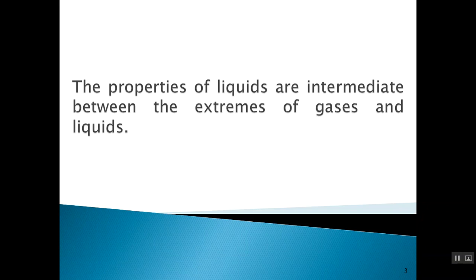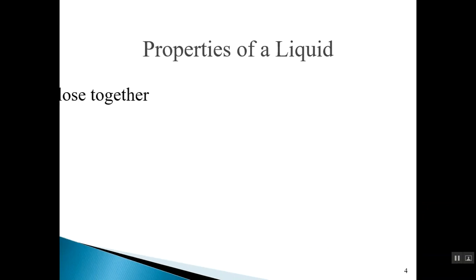Now, when it comes to gases and liquids, there are some comparisons between the two. There are some properties that are common to both of them. For example, they take on the same shape as the container that they're in. But one big difference between gases and liquids is that unlike gases, liquids have a fixed volume. Gases, of course, do not have a fixed volume because they expand to take up the whole space of the container that they're in. So let's look at some other properties of liquids.